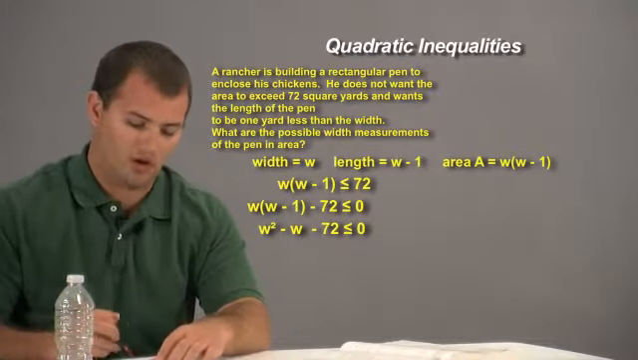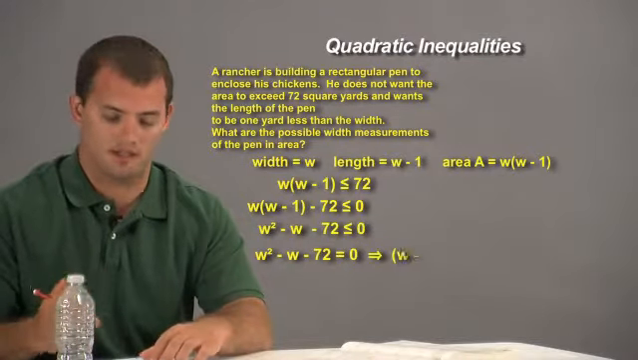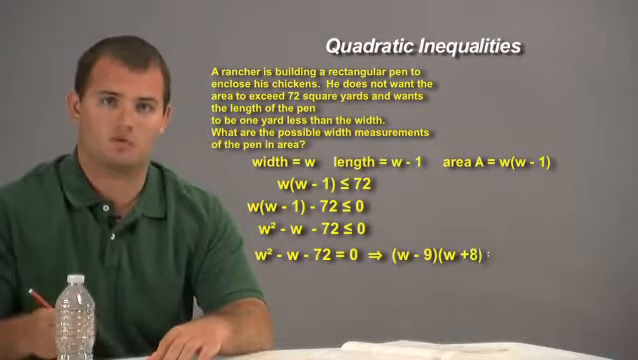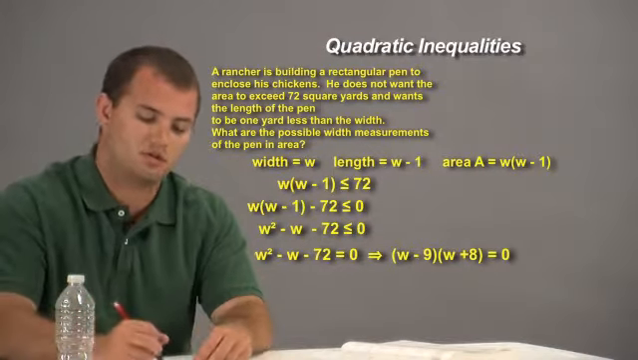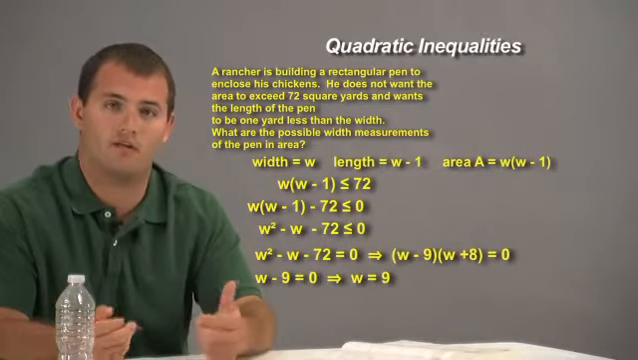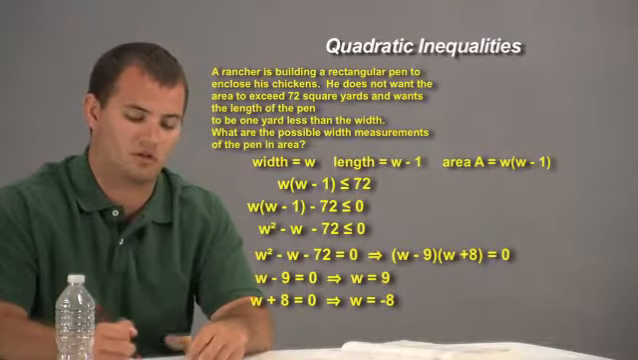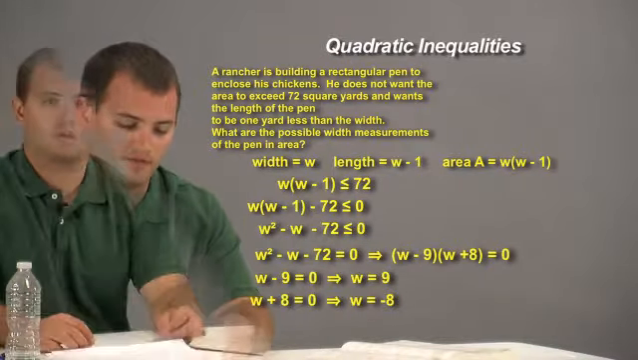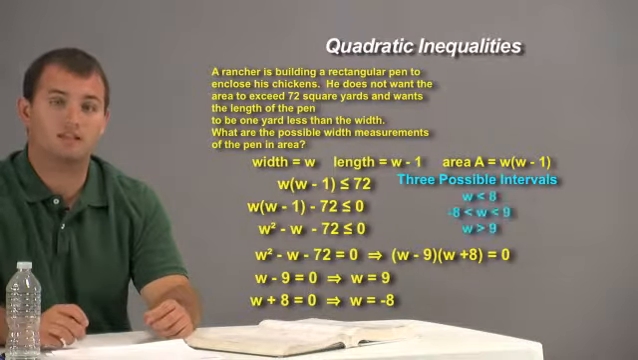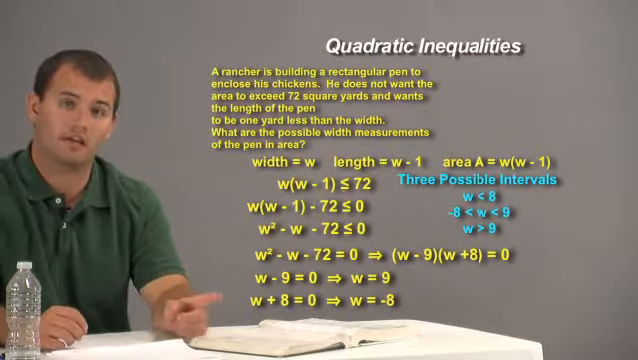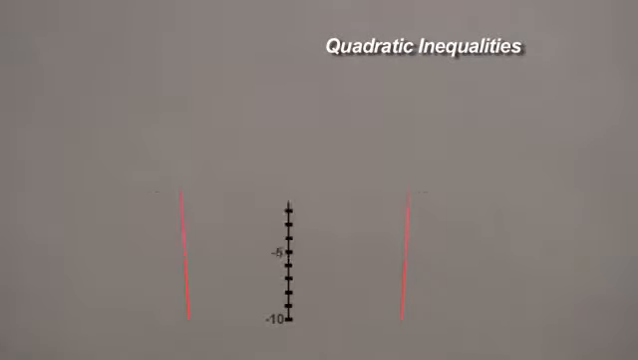I'm going to factor. So w squared minus w minus 72 equals 0 becomes the quantity w minus 9 times the quantity w plus 8 equals 0. And now solve for the x-intercepts. So w minus 9 equals 0, and from that we'll find that w equals 9. And then for our other, we'll have w plus 8 equals 0, and from that we'll find that w equals negative 8. So with this information we can formulate the three intervals: w is less than negative 8, w is greater than negative 8 but less than 9, and w is greater than 9. Now let's look at the graph of the function.